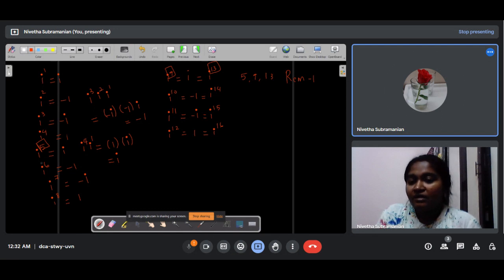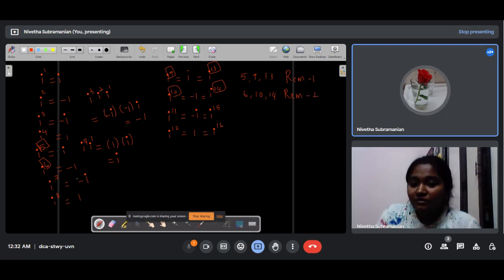And now I'm collecting the values 6, 10, 14. These are the three numbers. I'm getting the same value as minus 1 for their powers of i. So that is nothing but 6, 10, and 14. When I divide these three numbers by 4, I will get the remainder as 2.